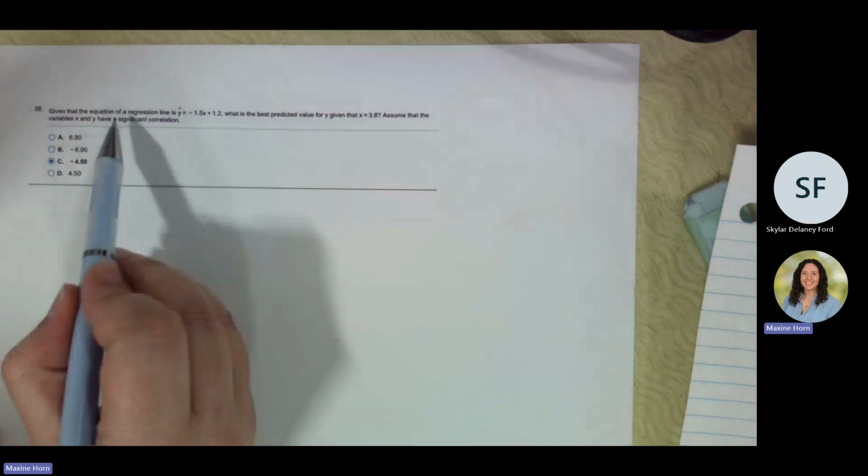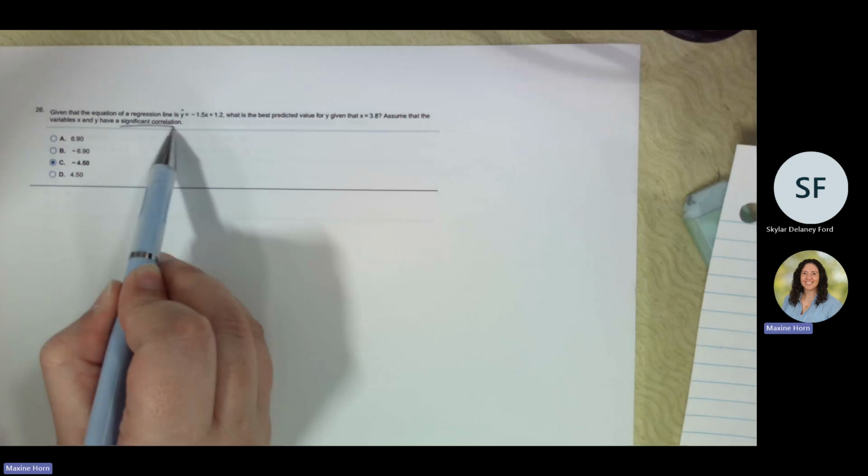Right, number 26. Given that the equation of the regression line is blah, what is the best predicted value for y, given that x is 3.8? Assume that the variables x and y have a significant correlation. If they don't have a significant correlation, then this is useless, right? Not useless, but useless for our purposes.